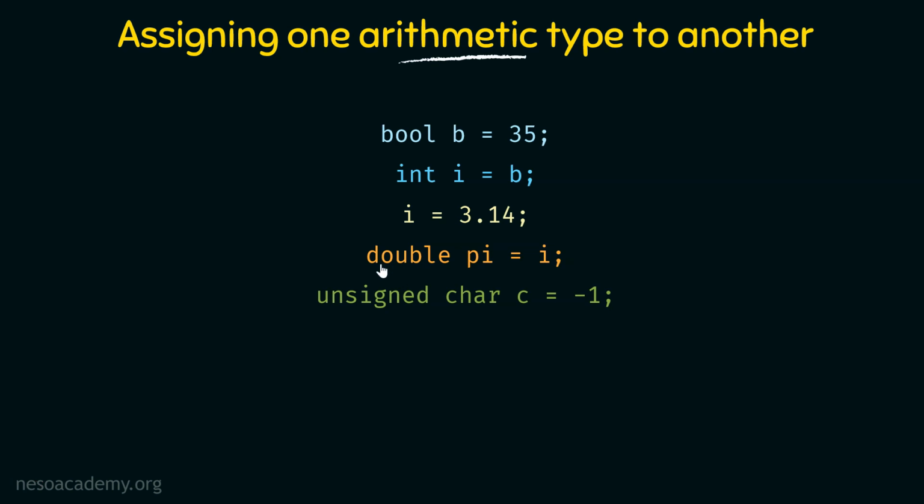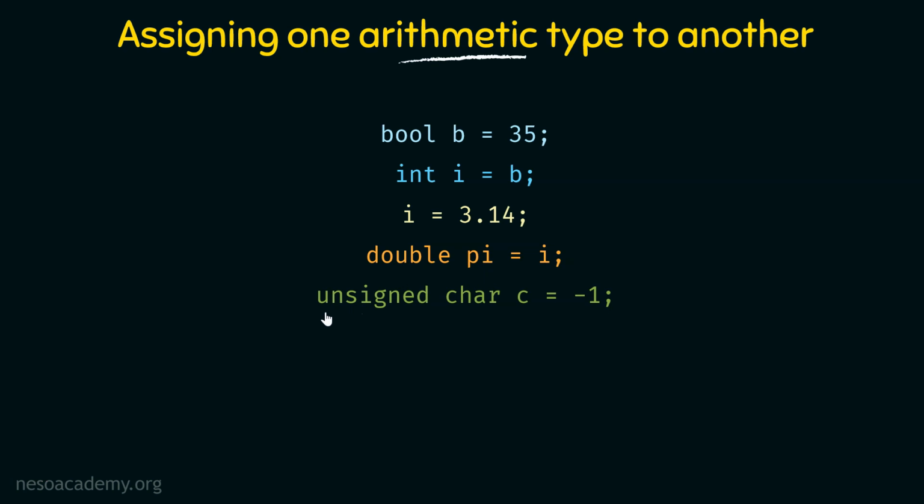Alright. Now we have another variable called pi, which is of the type double. Double can take floating point values as well. Now to this double, I am assigning the value i. What is i? i was an integer to which we assigned a floating point value. Now this is assigned to pi. We need to see what will happen here as well.